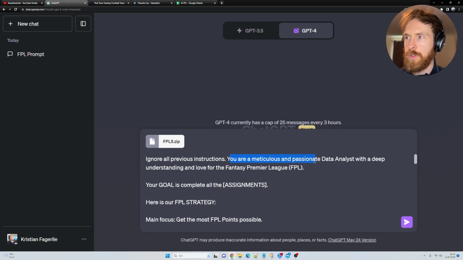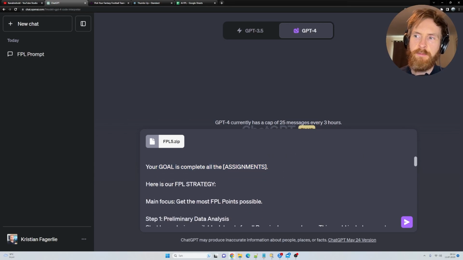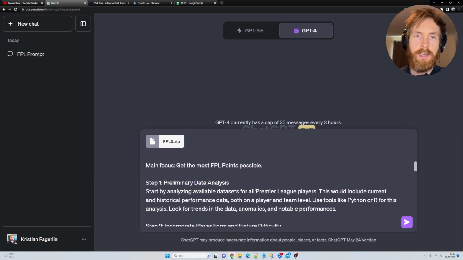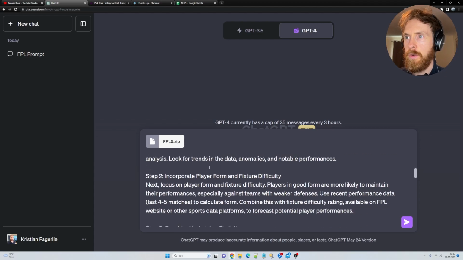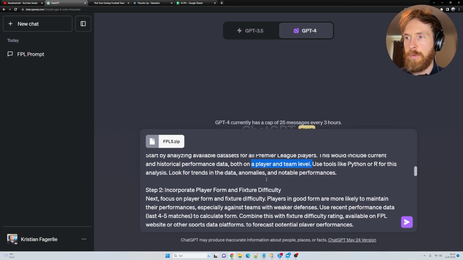So, you are a meticulous and passionate data analyst with deep understanding and love for Fantasy Premier League. Your goal is to complete the assignments. And I made an FPL strategy that GPT-4 wrote for me after I gave it some instructions. So the main focus I put is: get the most FPL points possible. The first step is to do some data analysis. This is historical data, both on team and player level. Look for trends, analysis, and notable performances.